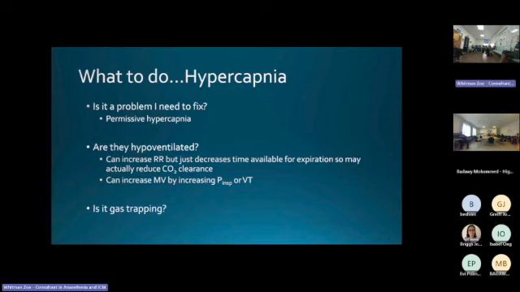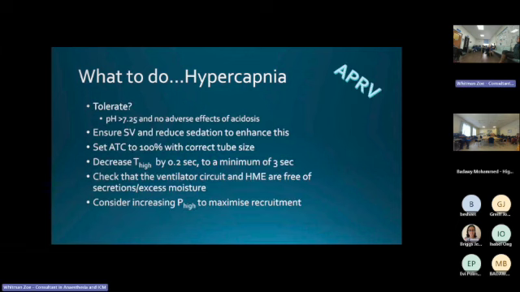Like I said before, you can do permissive hypercapnia. So is it something you actually need to fix, or are we going to tolerate it? Can you ventilate them a bit more? Like I said earlier about increasing respiratory rate, but beware of doing that too much because you will reduce the expiratory time they have, which can reduce CO2 clearance and be problematic. Or is it gas trapping, like we were talking about before? What you do about it, like I said, you can tolerate it. Maybe it makes the nurses sad, but you can tolerate it.